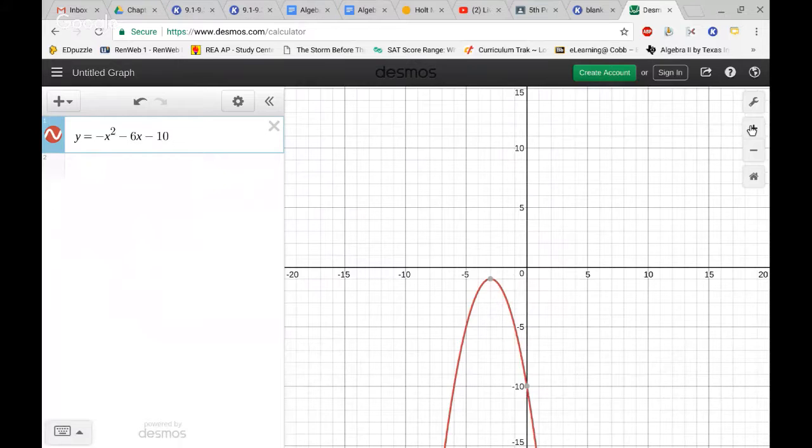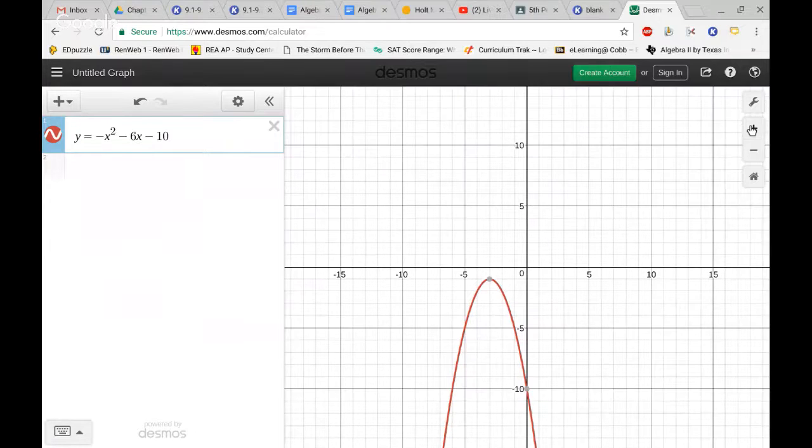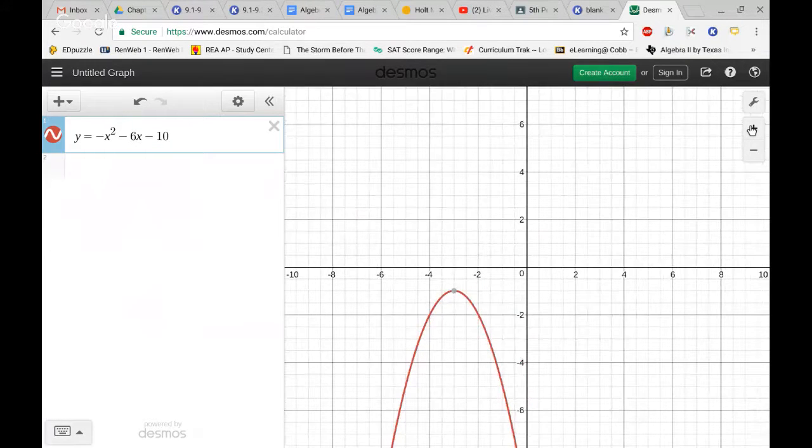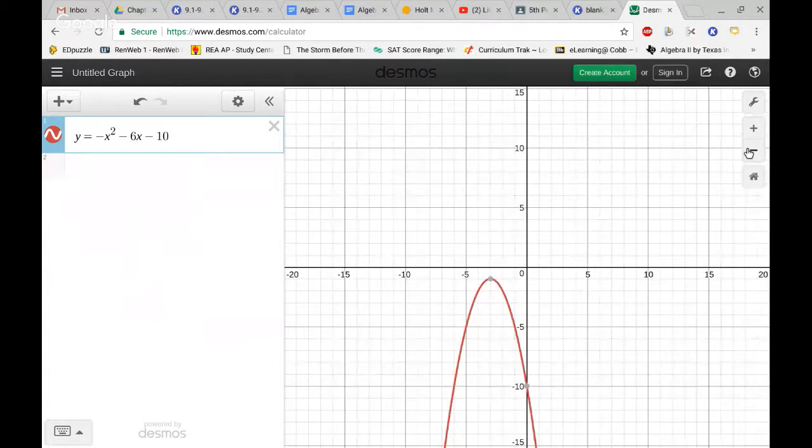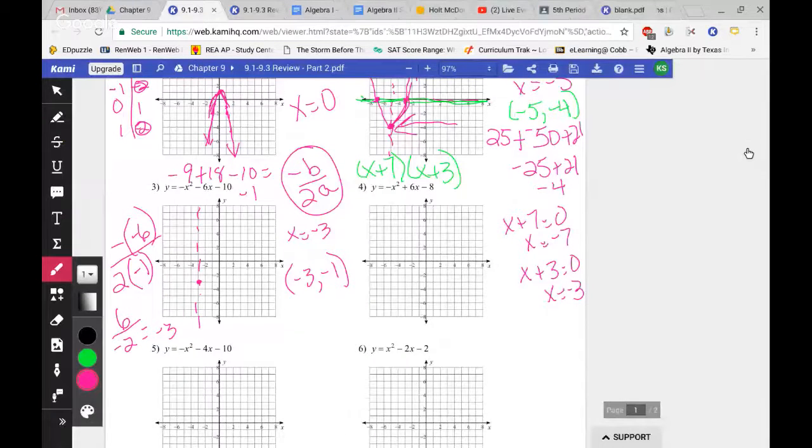Plugging in the equation correctly helps. I have negative x squared minus 6x minus 10. That's the right equation, right? Yeah, I accidentally, the first time I typed it into Desmos, I put plus 10. So it's negative 3, negative 1 is the vertex, and then the graph looks like that. My thingy says error.